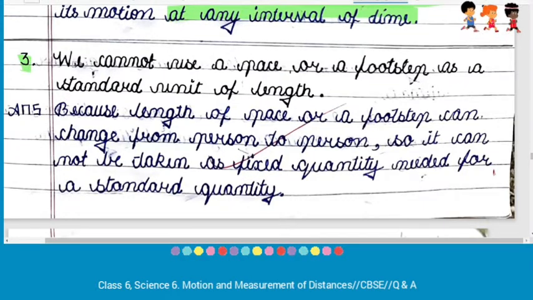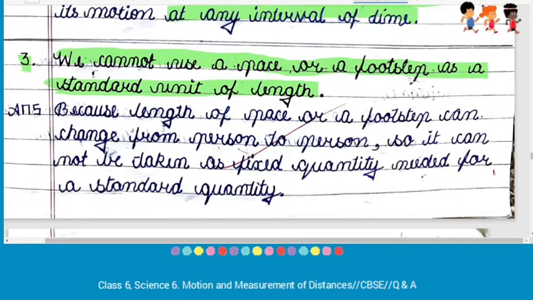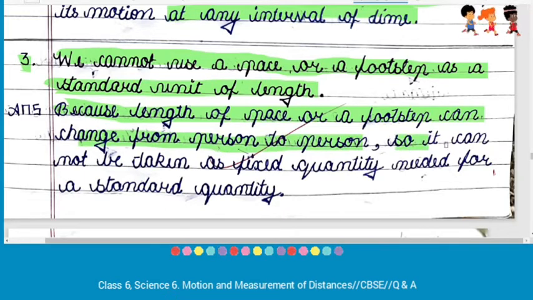Third one, we cannot use a pace or a footstep as a standard unit of length because the length of a pace or a footstep can change from person to person, so it cannot be taken as a fixed quantity needed for a standard quantity.